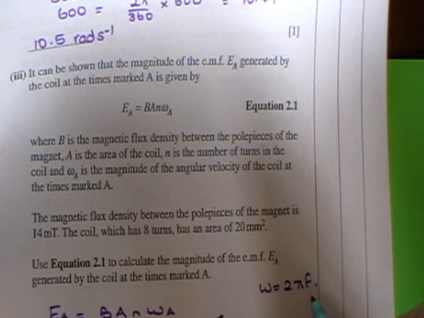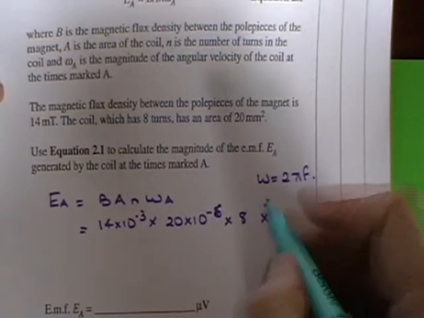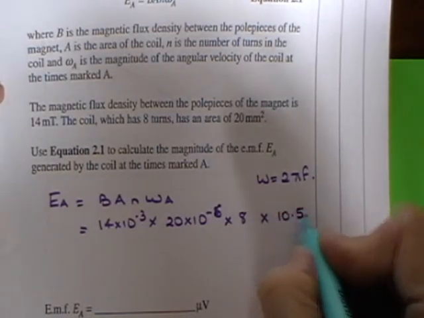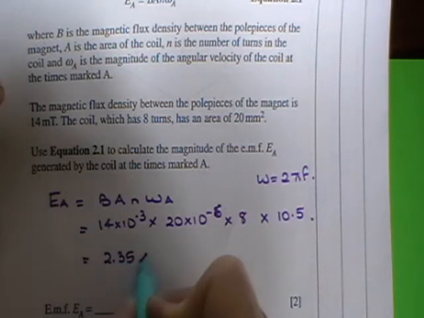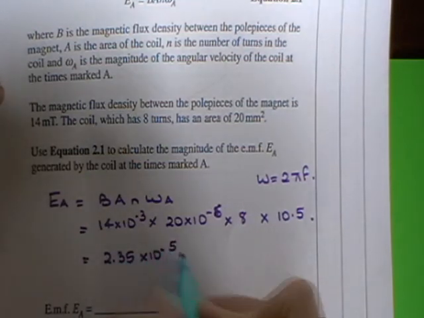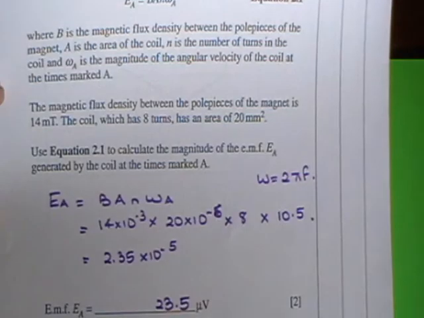Do you? No, you don't have to work it out because you've already worked it out above. Sorry about that. So you've already worked it out to be 10.5 above. And so all you have to do is that calculation. It comes out as 2.35 by 10 to the minus 5 volts, or in microvolts, it's 23.5 microvolts.